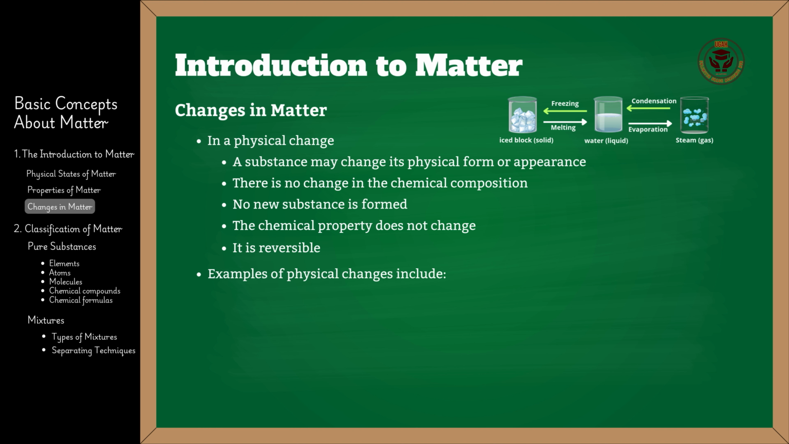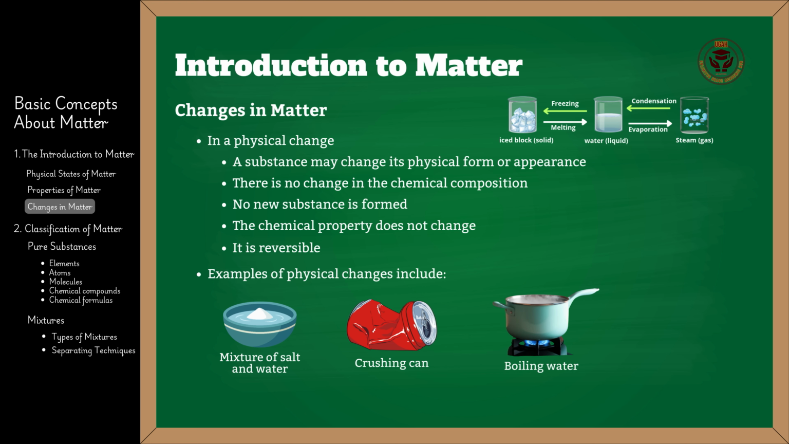Examples of physical change include a mixture of salt and water. Can I obtain salt from this mixture? The answer is yes. So this is a physical change. Crushing a can changes only the shape of the can and does not produce a new substance. Boiling of water can be reversed through the process of condensation, and melting ice can be reversed because through freezing, the water can be reversed back to the ice block. So these are examples of physical changes in matter.